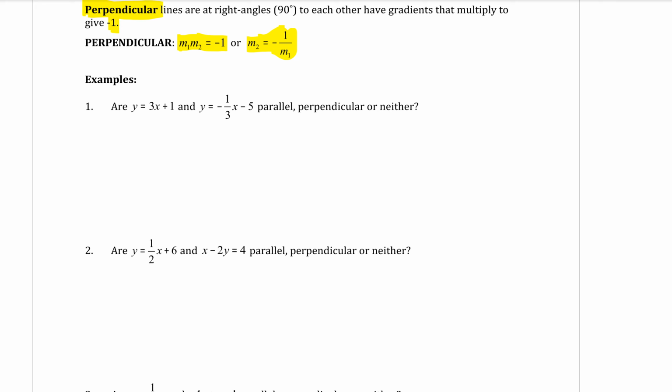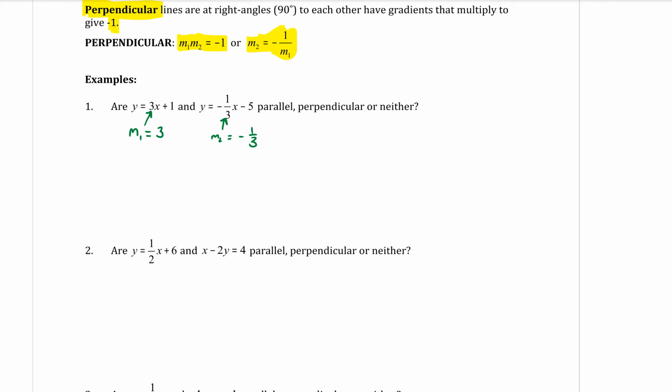Now, if they're in y equals mx plus b form, we can just read the gradients straight off the equation, and they are. So for this first equation, right in front of that x, that 3, that's going to be my first gradient, so I'm going to call that m1 equals 3. The second equation is also in y equals mx plus b form, so that number there will be my m2, which is -1/3.